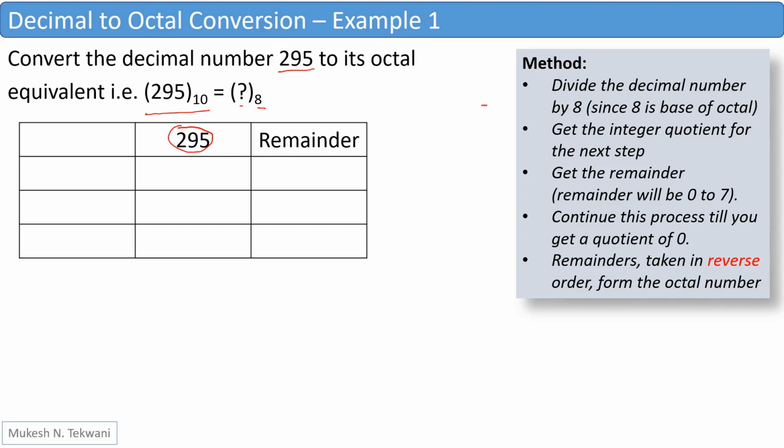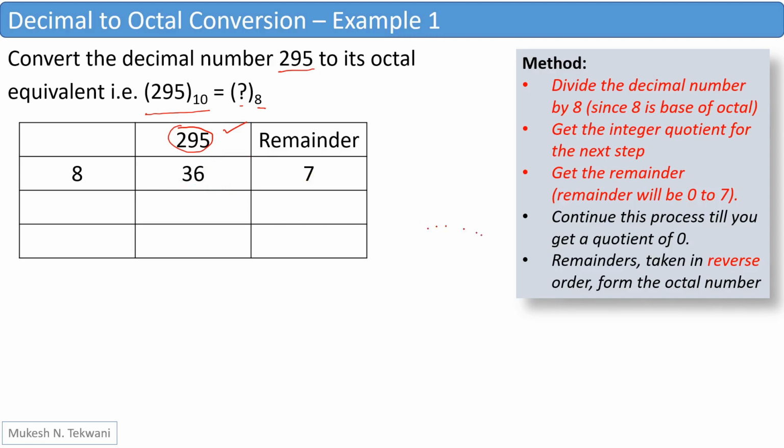We will divide the decimal number by 8. The number that is given to us is 295. We will keep dividing this by 8. So 8 goes 36 times and the remainder is 7. 8 3 times is 24. That leaves a remainder of 5. And 8 6 is 48, which leaves a remainder of 7. So we have a remainder of 7 right now, and the quotient that we have is 36.